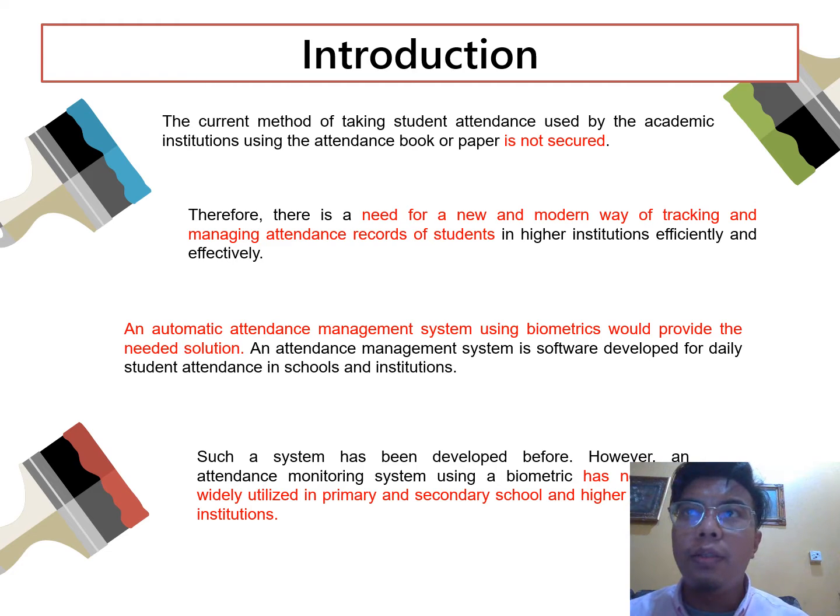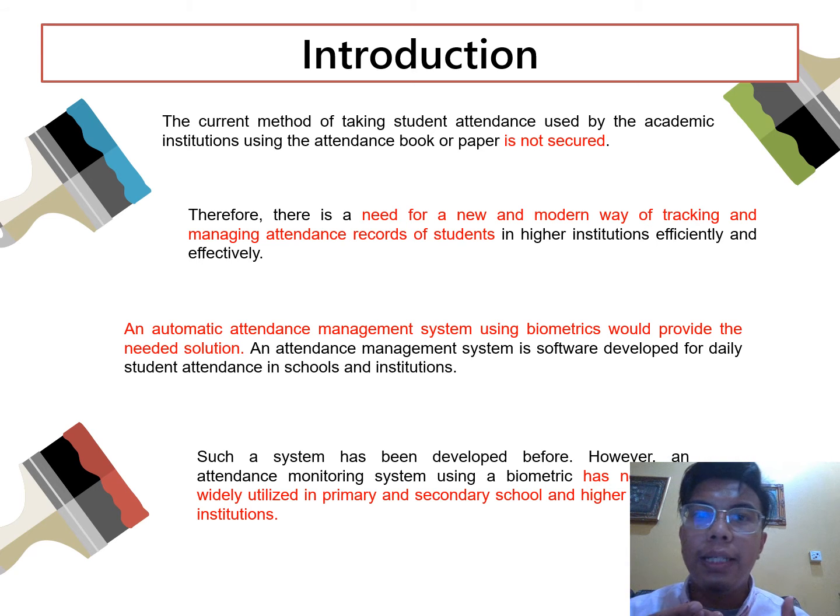The current method of taking student attendance used by academic institutions, using the attendance paper, is not secure. This is because it allows students to cheat, or the attendance sheet may be lost during circulation. Therefore, there is a need for a new and modern way of tracking and managing attendance records of students in higher institutions effectively and efficiently.